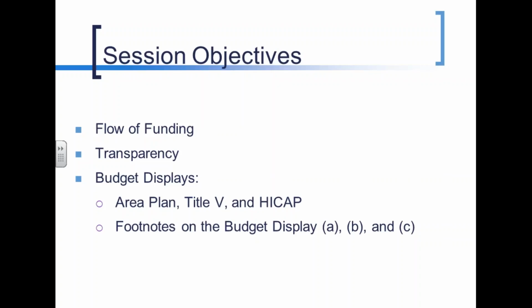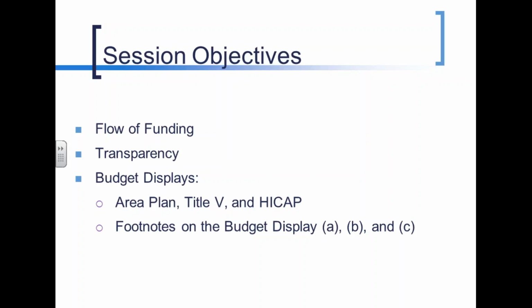And then transparency. So what does that exactly mean? What's transparency for each funding source, and how do we need to report it so that the information is shared openly? And then probably what you want to hear the most, and what you've noticed have changed slightly, are the footnotes contained in your budget displays.